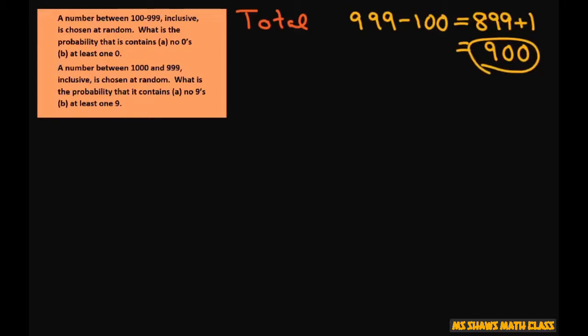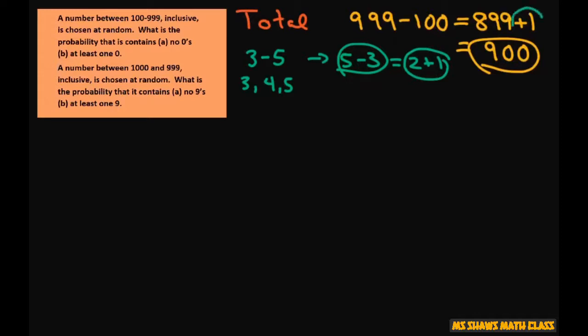And let me go over this real quick. If I said we're doing 3 through 5, and if you subtract it, 5 minus 3, you get 2. But technically, there's actually 3 numbers. So that's why you're adding 1, because when you subtract, you're losing 1. So always add 1 when you're subtracting to find the total numbers when it's inclusive. All right, so there's your total numbers.